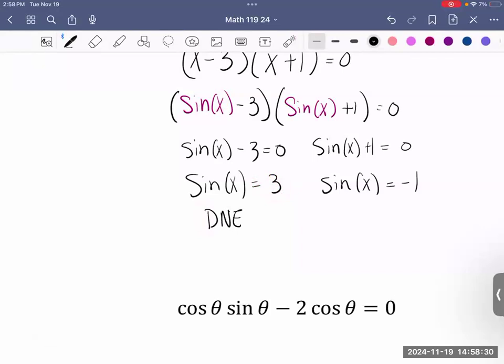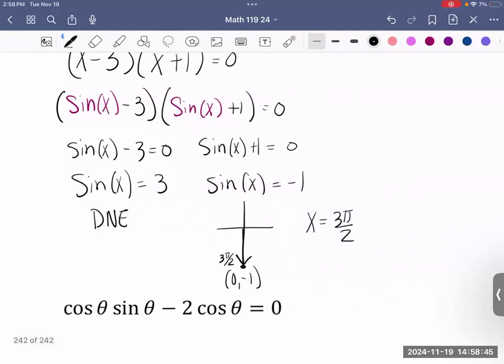Where is sine equal to -1? Well, that is all the way down here, 0, -1. So this is at 3 pi over 2. So x is equal to 3 pi over 2. And if I said, can you find all of your solutions? Just add 2 pi n.